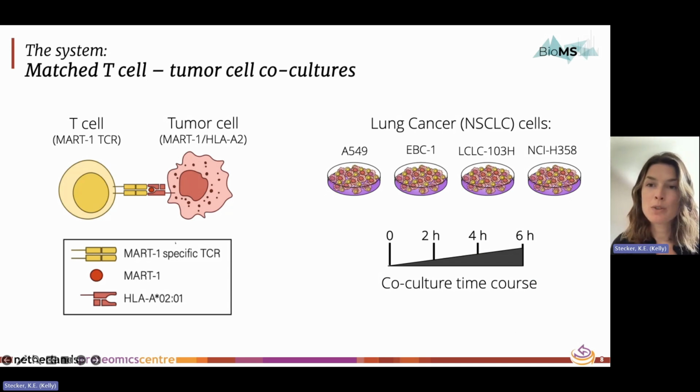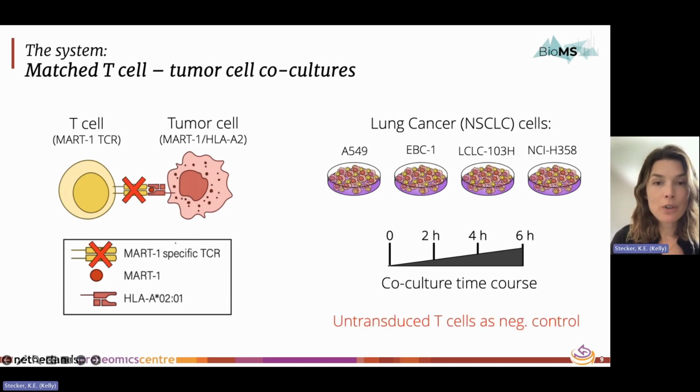and we use this matched system to examine the interaction of T cells with 4 different lung cancer cell lines. This is non-small cell lung cancer, and we took these 4 different tumor cell lines and we co-cultured them with T cells using this matched system over a short time course of 0 to 6 hours at 4 different time points. As a control, we included a condition where we had T cells that did not express the TCR, so they were able to interact with the tumor cells but not kill them.